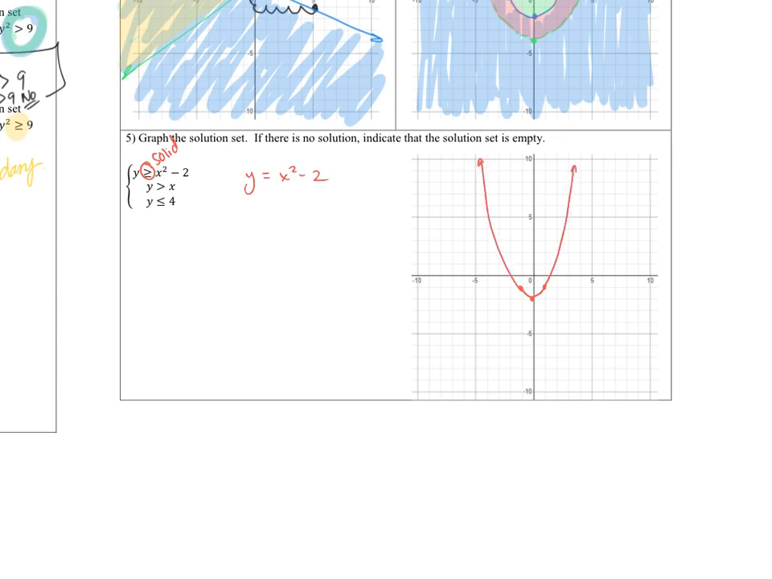And again, I don't touch 0, 0, so let's test 0, 0 to see if I'm going to shade inside or outside of that parabola. So 0, 0 would be 0 is greater than or equal to 0 squared minus 2. Is 0 bigger than or equal to negative 2? Yes. So I'm going to have to shade where 0, 0 is. So here's 0, 0. I'm going to have to shade that whole inside of my parabola section.